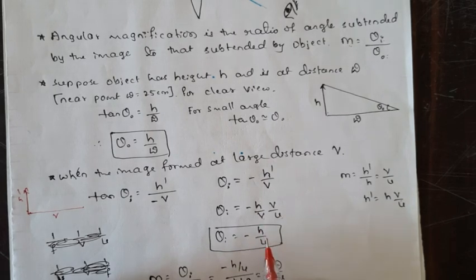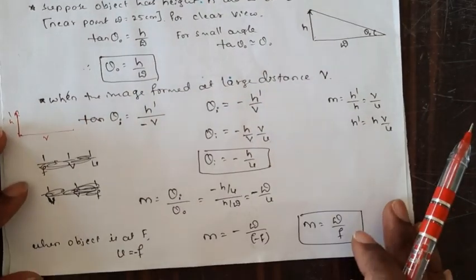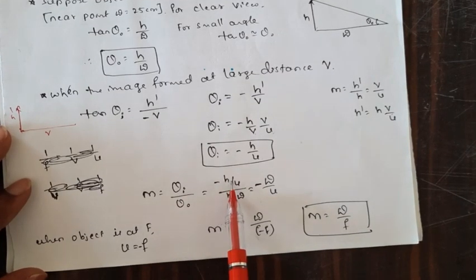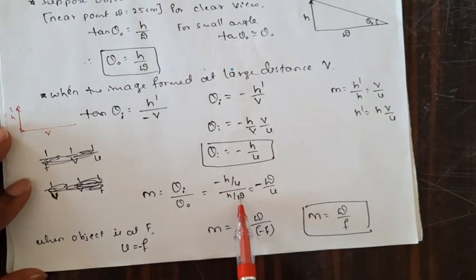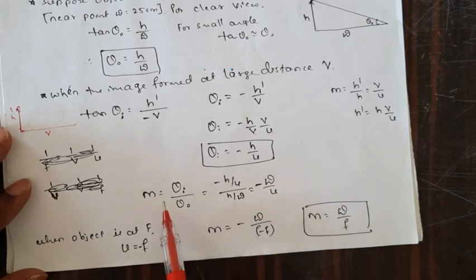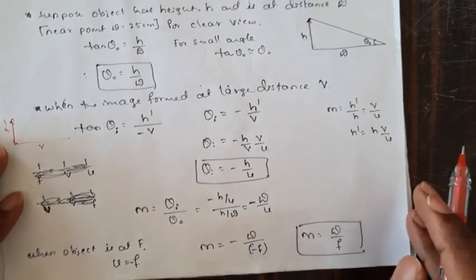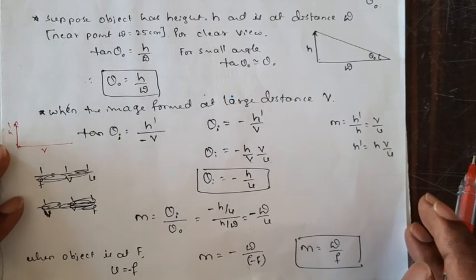This is theta I and this is theta naught. I want the magnification now. So the magnification m is equal to theta I by theta naught. So minus h by u, and h by d. Right, so h cancels and the equation is minus d by u. So this is the magnification of a simple microscope when the image forms at infinity.